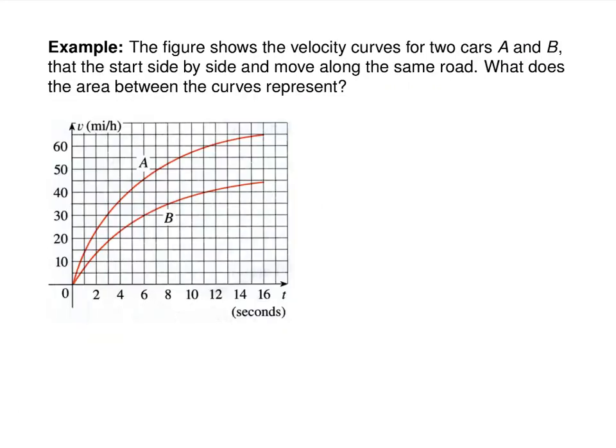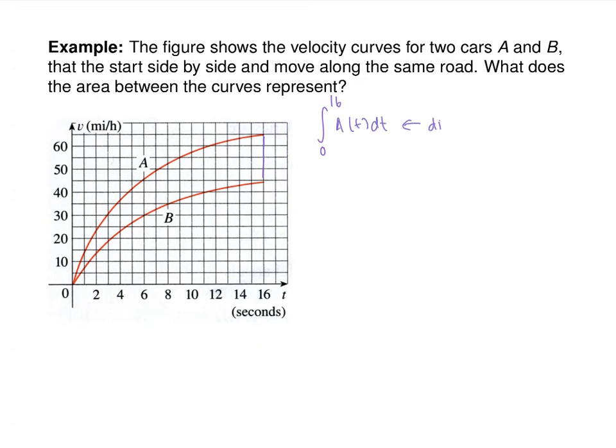Now, lastly, let's do some applied problems. So this figure shows the velocity curves for two cars A and B that start side by side and then move along the same road. What does the area between these curves represent? So I think we're specifically talking about from 0 to 16. So the integral from 0 to 16, we'll just say that's A of t dt.